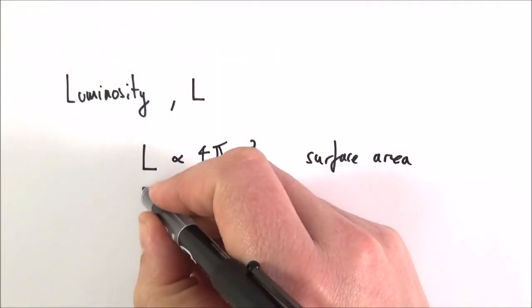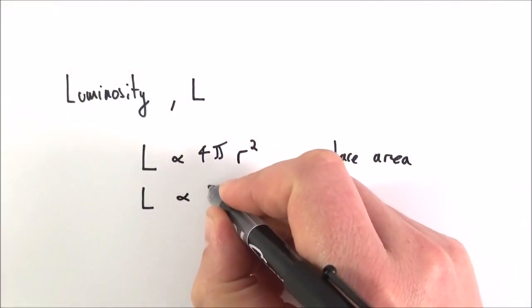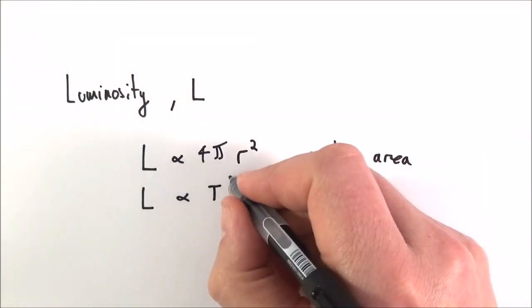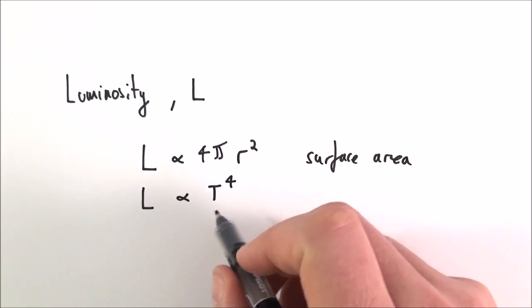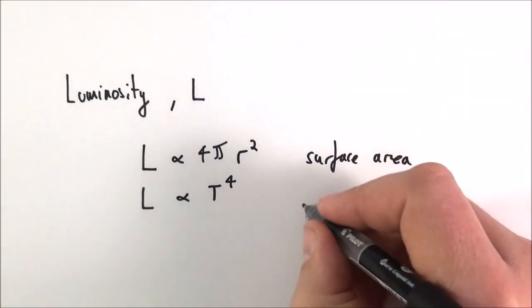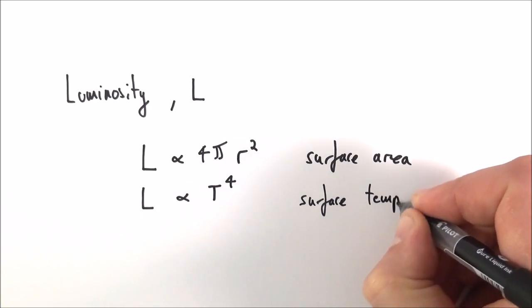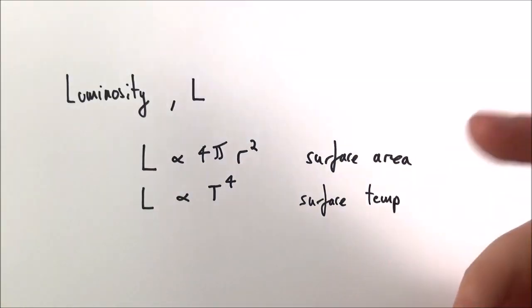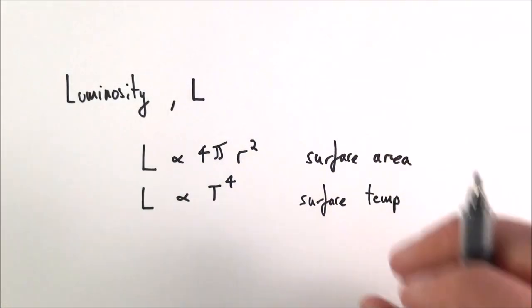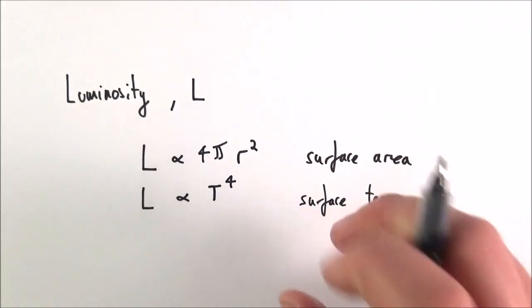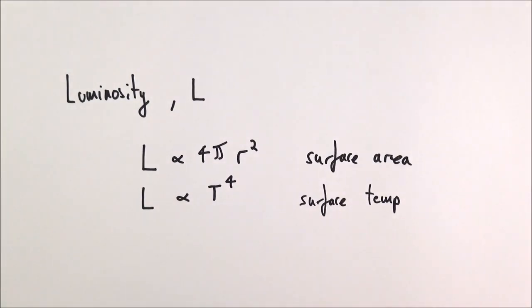The other thing is that this luminosity is proportional to the temperature, but it's not just that you double the temperature and the luminosity goes up. L is proportional to T to the power of 4, and this is the surface temperature of that star. You've got to remember that the surface temperature might be maybe 40,000 Kelvin if it's a particularly hot star, or about 6,000 Kelvin if it's something like our sun. It's not the temperature in the middle where fusion is going on.